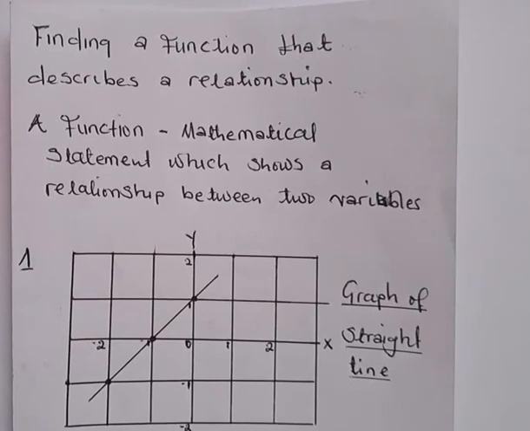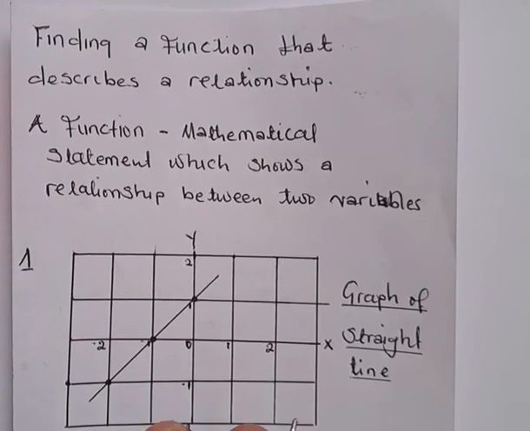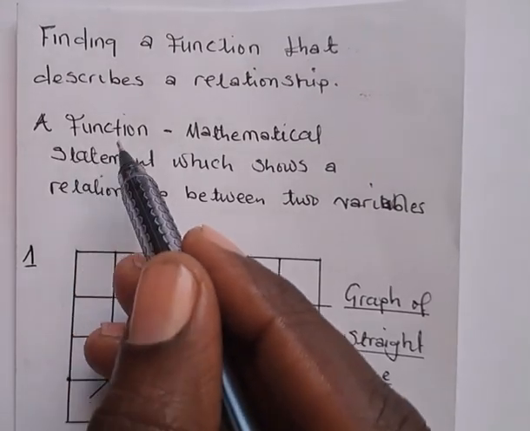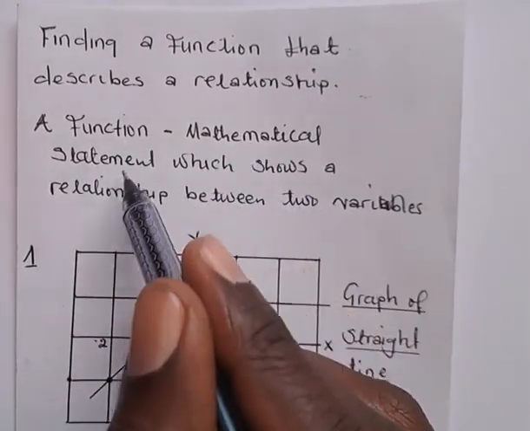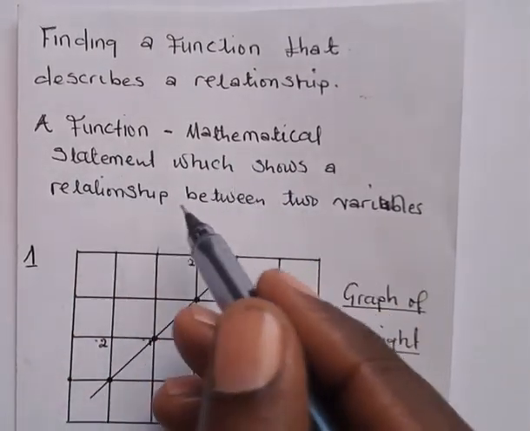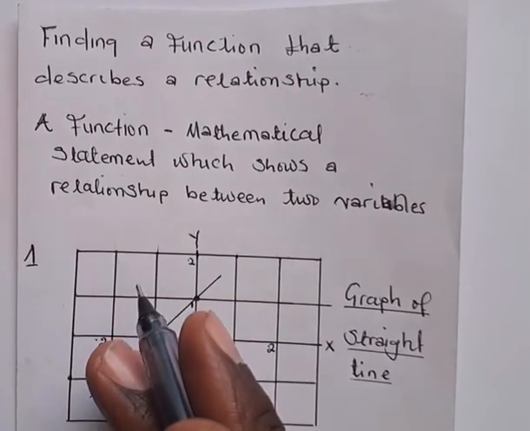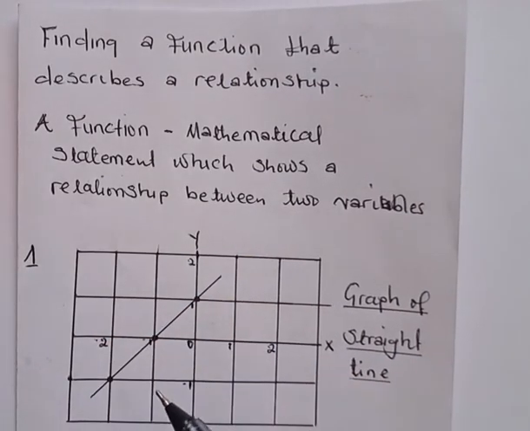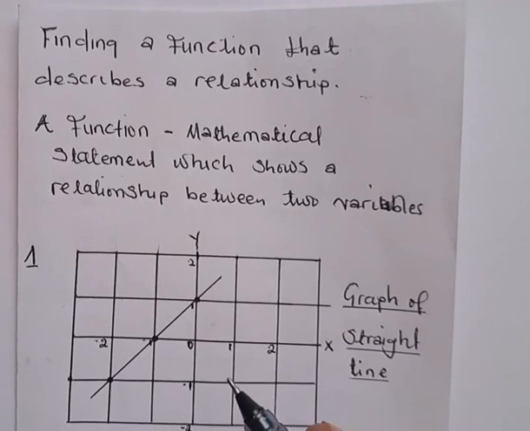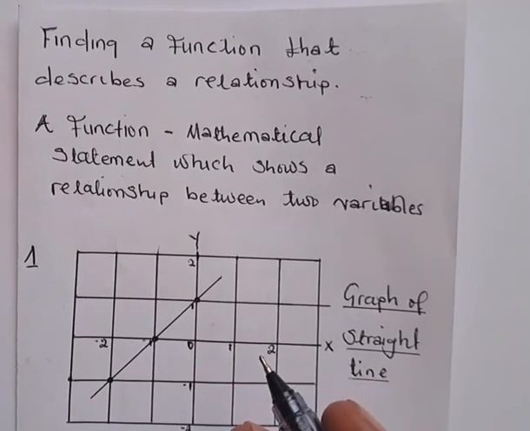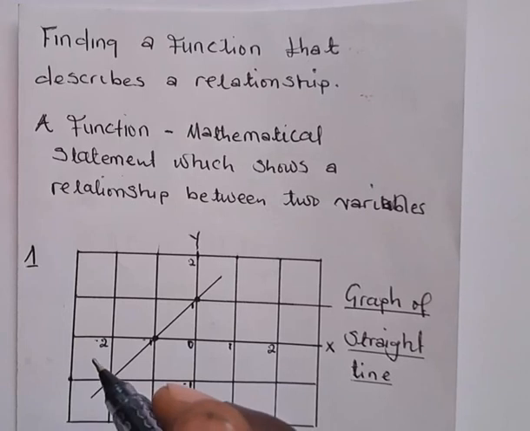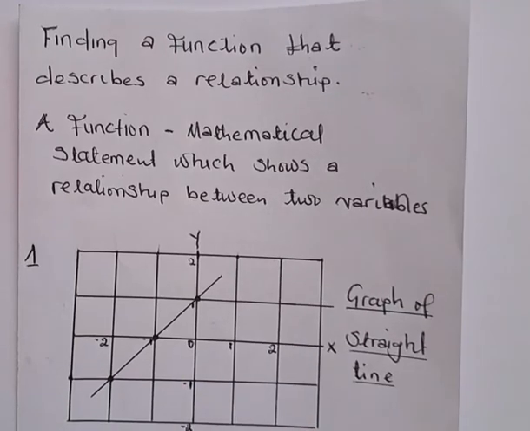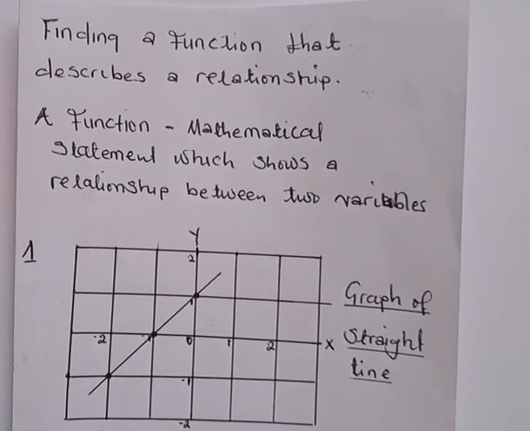Hi, so in this video, I'll show you how to find a function that describes a particular relationship. Now, what you should understand is that a function is simply a mathematical statement that shows the relationship between two variables. Those variables can be x variable and y variable, input and output, the domain and the range. Those are the terms we use to describe the variables of a function.